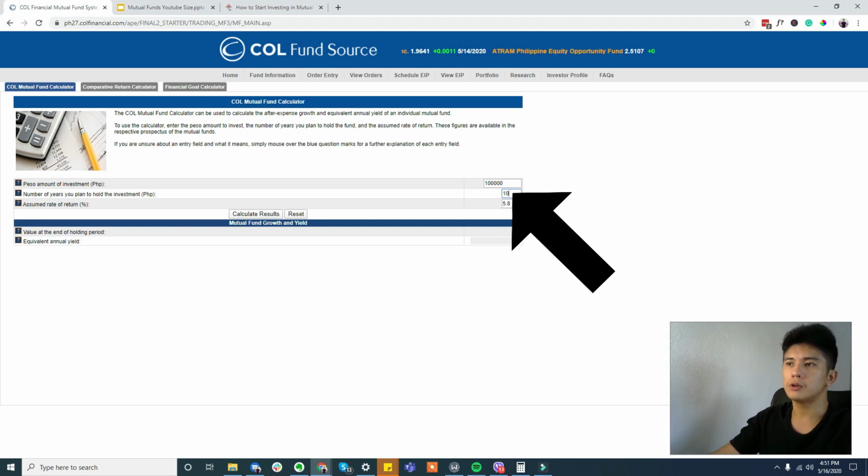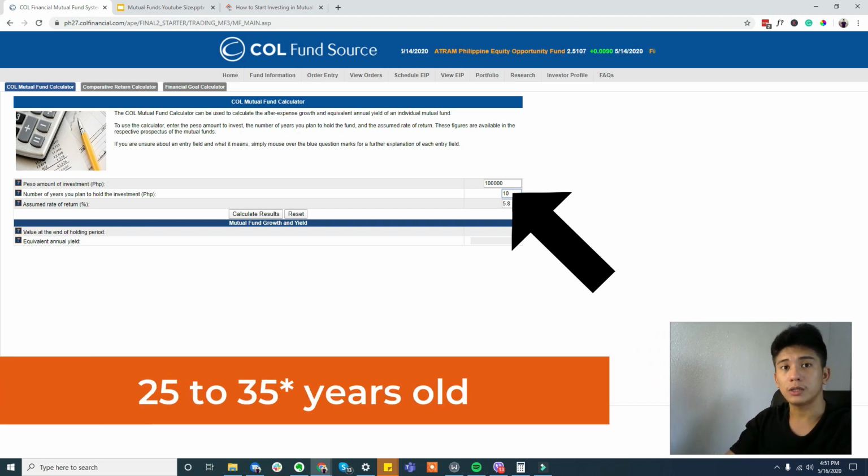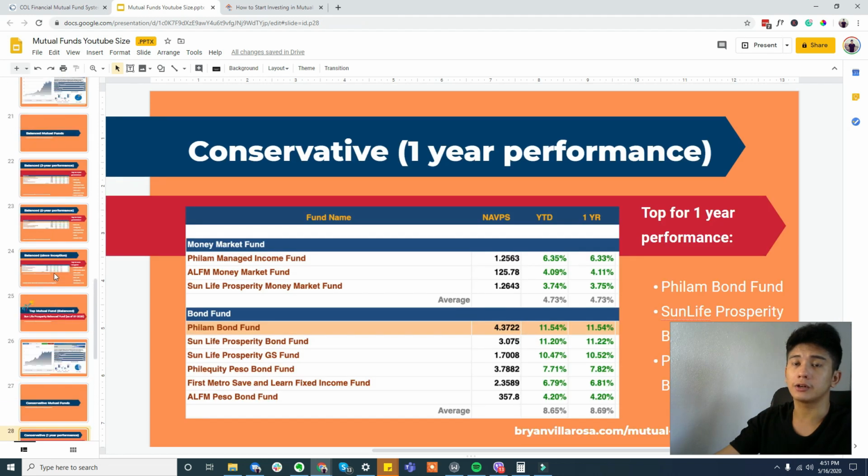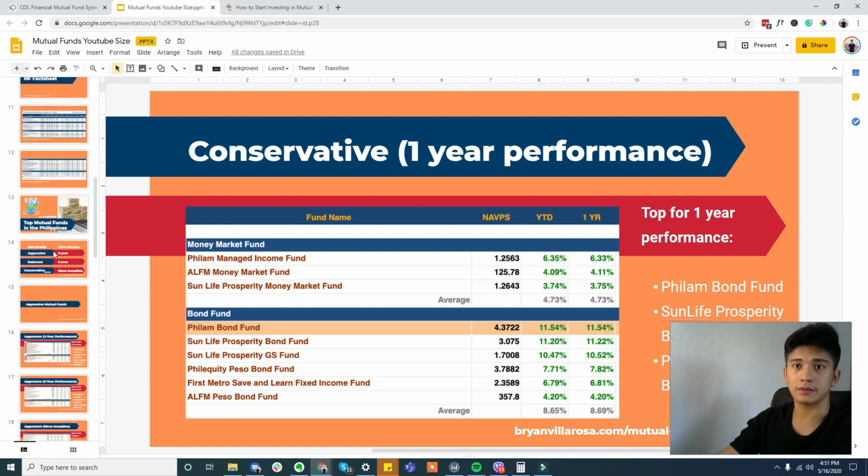Since most of my viewers are around 25 to 33 years old, the median is 30 years old. And you want to use this amount for your retirement, you want to set this aside. So 30 plus 30. And for the assumed rate of return, we will base this on our previous video, wherein we identified the top mutual funds in the Philippines. There are three major categories: aggressive, balanced, and conservative funds. Per se, let's use the aggressive funds here.